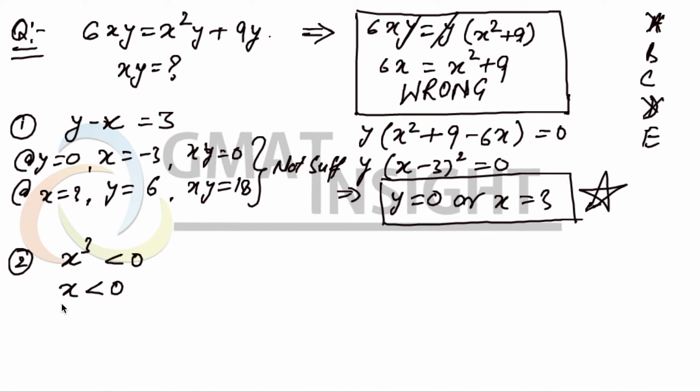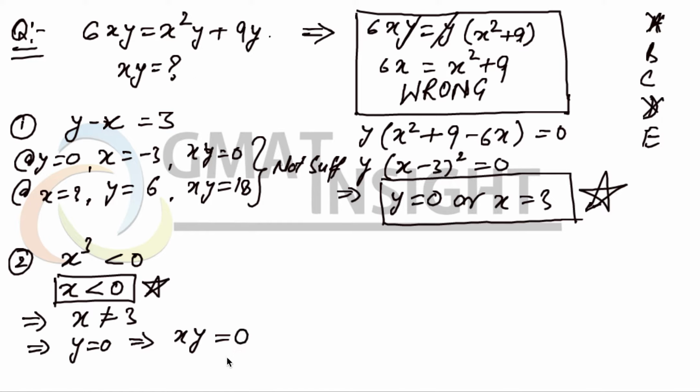Now you have to think, how is this information useful for us? Actually, now we have two sets of information. One, either y is 0 or x is 3, and the second, x is definitely smaller than 0, which eliminates the possibility of x being equal to 3, which leaves us only with y being equal to 0. And if that is the case, then irrespective of the value of x, xy is always going to be 0. Since we have the unique value for the question, therefore it is sufficient, and the answer becomes option B.